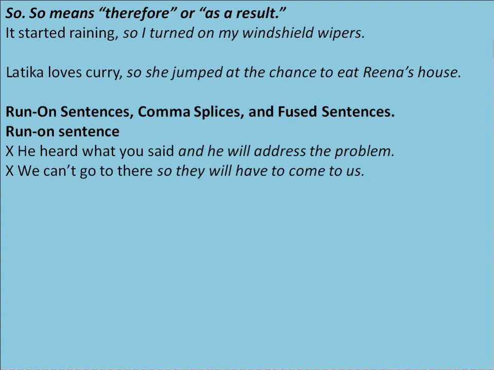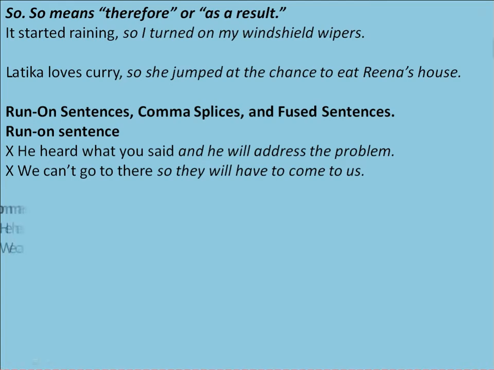What is a problem called a run-on sentence? In this, you as a writer use the coordinating conjunction correctly, right? But you fail to use the comma. For example, we heard what you said and he will address the problem. What are you missing in these two sentences? We can't go there so they will have to come to us as a result. What is that problem? You are missing a comma, and when you are missing a comma, we as examiners will call this a problem of run-on sentence, right?